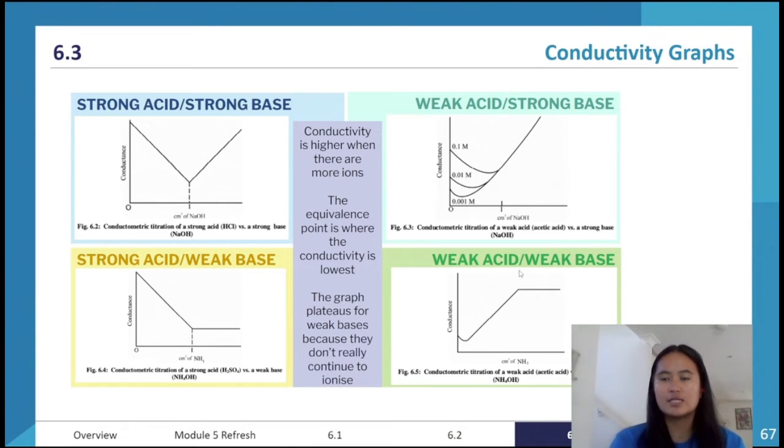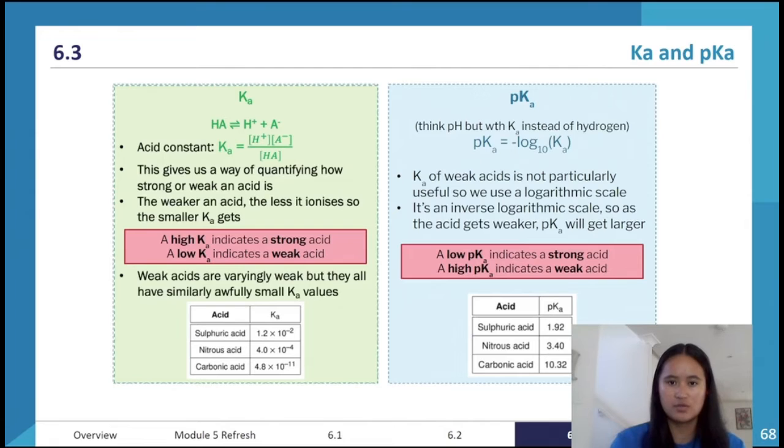For weak acid, weak base, the most interesting part is the plateau at the top. This is specifically for ammonia, because ammonia isn't a charged ion. Once you've added excess ammonia, the conductance isn't going to change, which is why it plateaus. It's the same idea for the plateau in the strong acid, weak base one. But yeah, I think that's a pretty good overview of conductivity graphs.